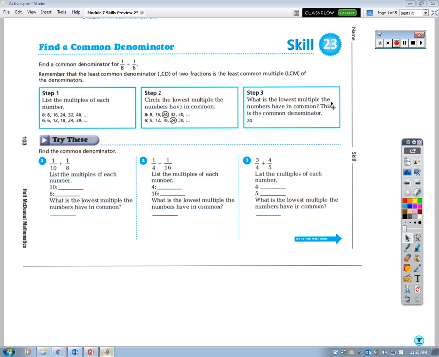So let's jump into the try these and take a look at our first one here, number 1, 1/10 plus 1/8. The first thing we're going to do is list all the multiples of the number.